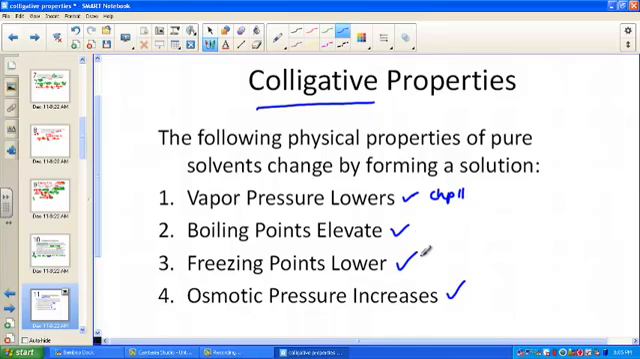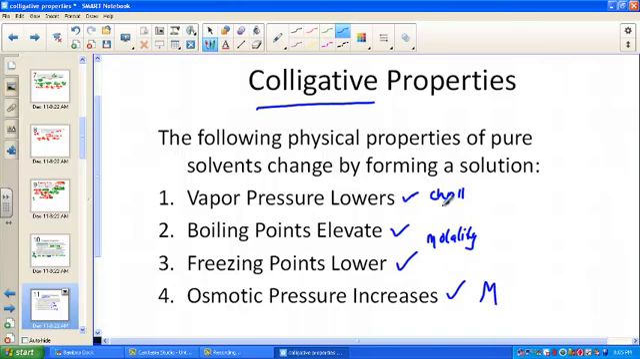Boiling point elevation and freezing point lowering, that's where our molality unit will come in. And osmotic pressure, boy, if you've had biology and talked about osmosis, moving water across a semi-permeable membrane, that actually uses big M molarity units.